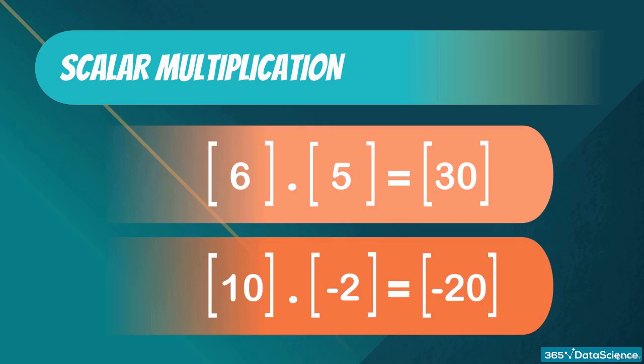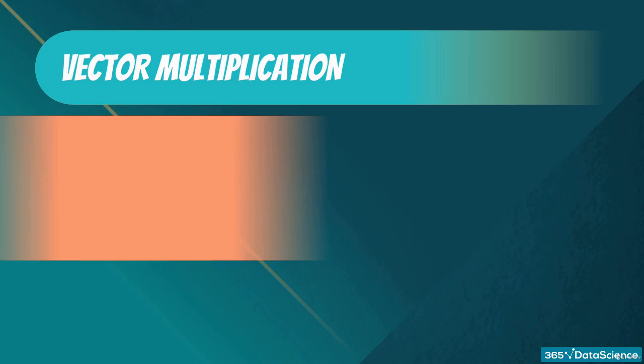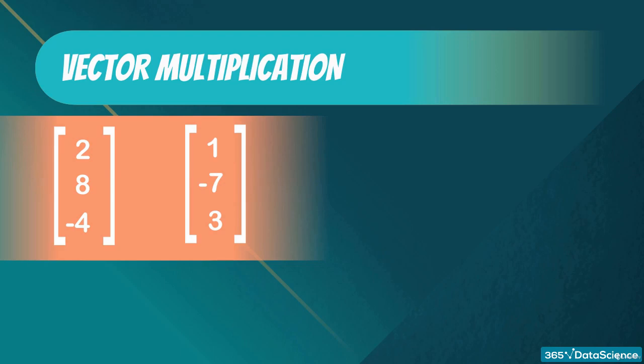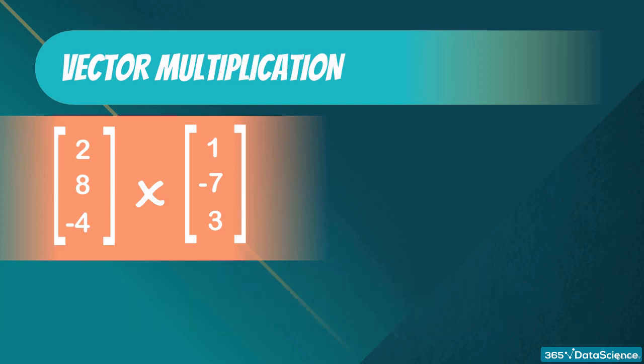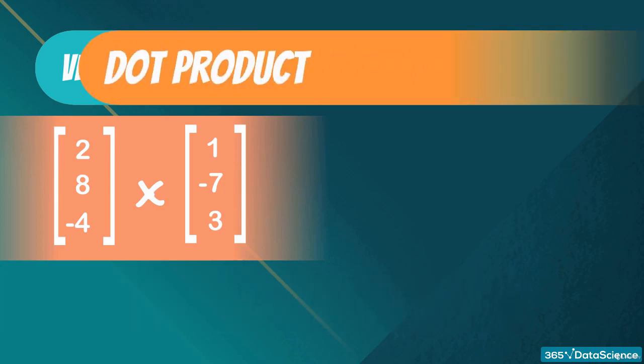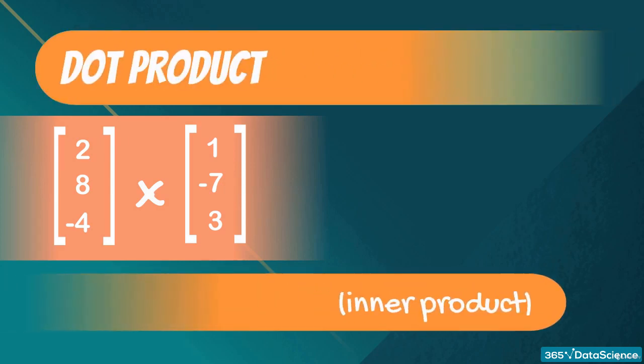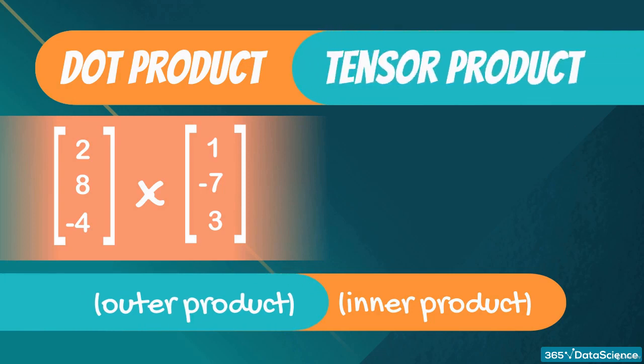It is much more interesting to investigate vector multiplication. So, let's take these two vectors: 2, 8, minus 4, and 1, minus 7, 3. If we want to multiply them, the condition is they must be compatible, or in other words, have the same length. All right. There are two types of products we can get. One is called dot or inner product, while the other, outer or tensor product.